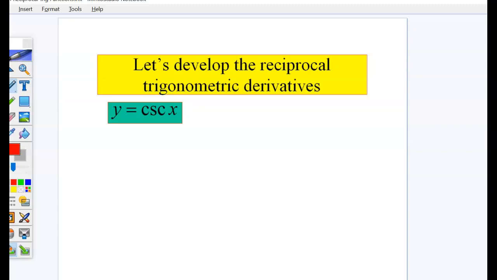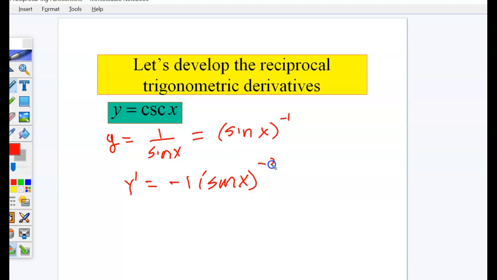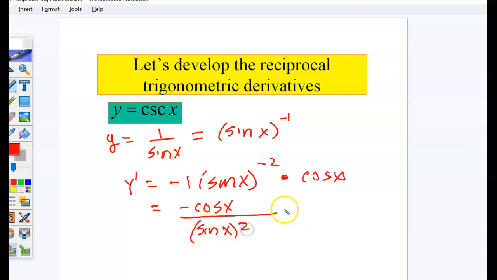We're going to start using some of our trig identities, and we know that y equals cosecant x is really 1 over sine x, which is really sine x to the minus 1. Now when I take the derivative, I'm going to use the chain rule, so it's going to be negative 1 sine x to the minus 2 times the derivative of sine x, which is cos x. Simplifying this, a negative 1 times cos x is negative cos x. And if I move sine x to the negative 2 to the bottom, it becomes positive sine x squared.